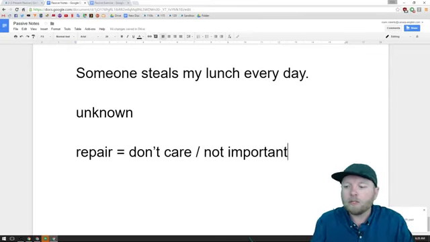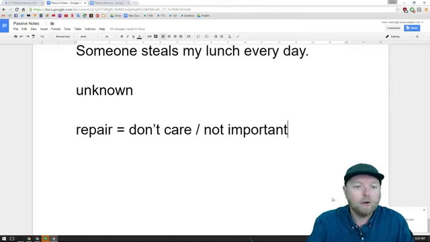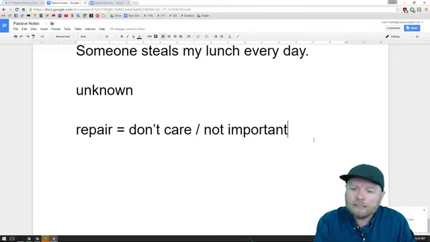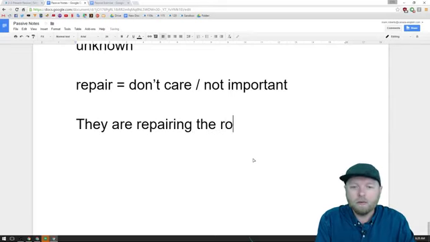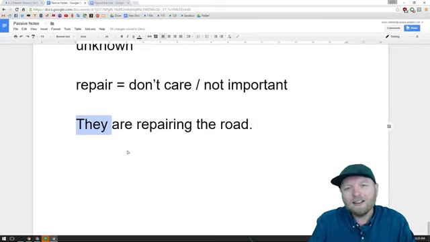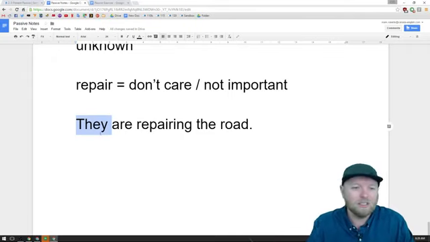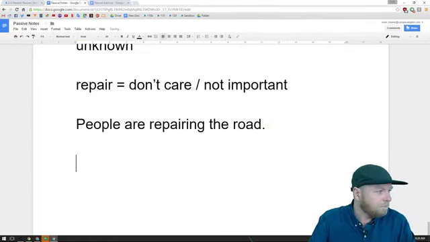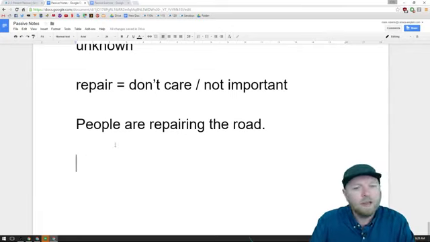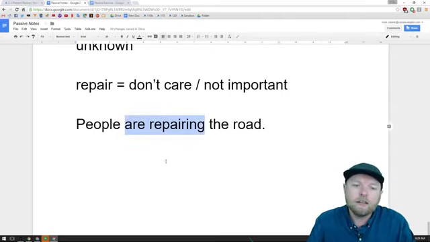Okay, we'll talk about how to make the present continuous and how to make modals very soon, guys. Repair. We don't care, it's not important. Who does the action? So someone, or let's just write they, are repairing the road. We say this a lot in English if we don't care about who is doing it. We just say they, people, right? People are repairing the road. Okay, so somebody asked me how do we use passive with present continuous? Well, here is an example.